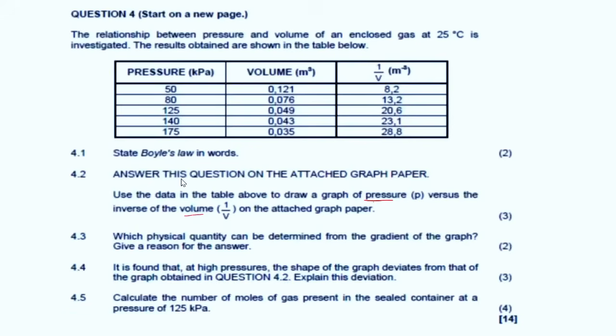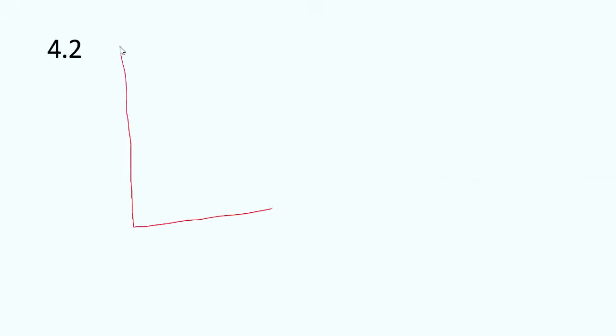So we have 4.2. It says answer this question on the attached graph paper. And then it says use the data in the table above to draw a graph of pressure P versus the inverse of the volume, 1 over V, on the attached graph paper. So right now we must use the values in here and the values there, right? So remember, it's pressure and 1 over V. So let's start by drawing the graph here. We have our graph like that.